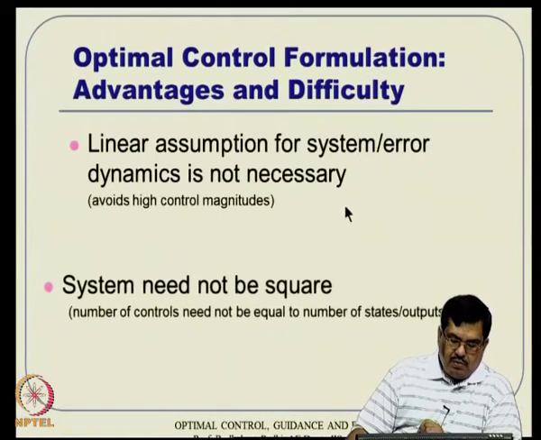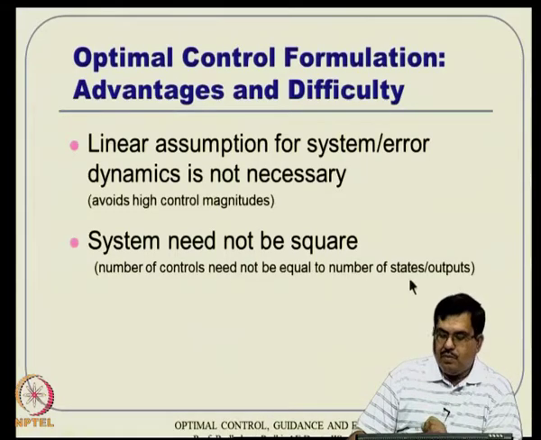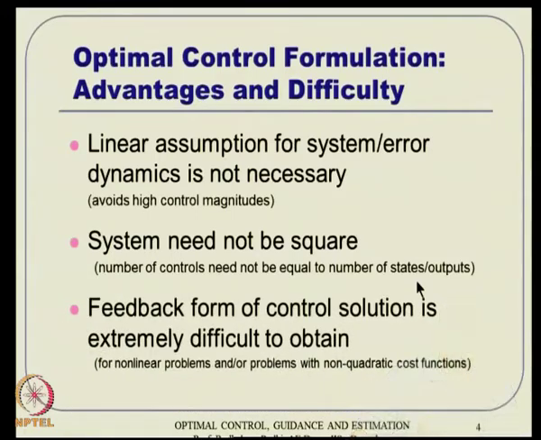The other one is the system need not be square, that means the number of controls need not be equal to the number of states or outputs. The third one is that the feedback form of control solution is very difficult. These are good things, but this is actually a very bad thing, because the feedback form of control solution typically happens to be quite difficult.